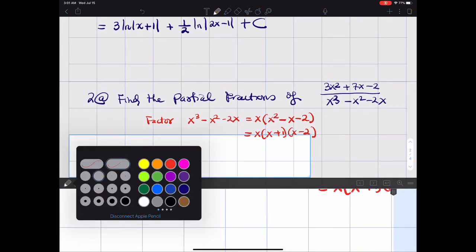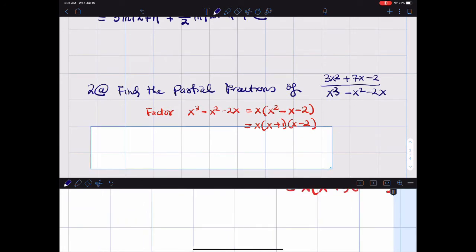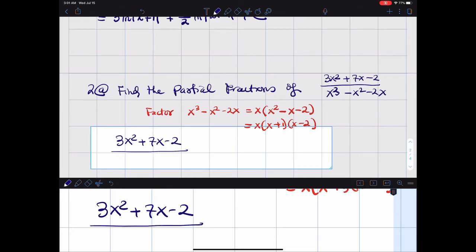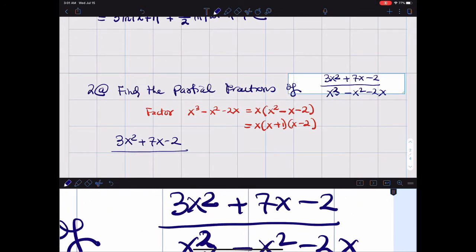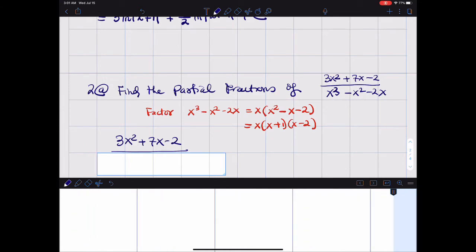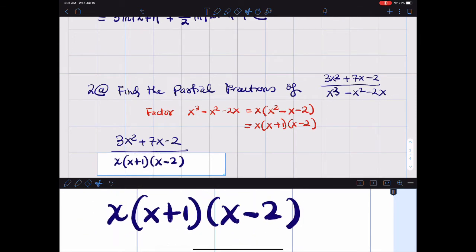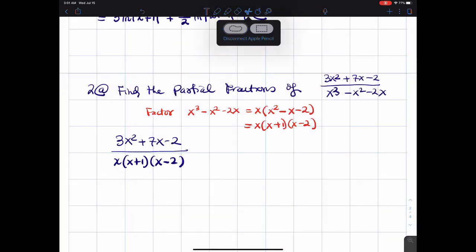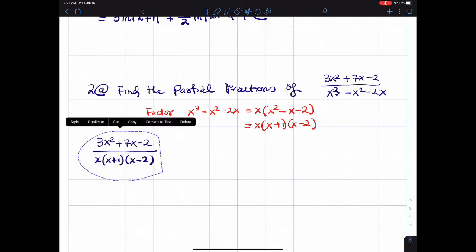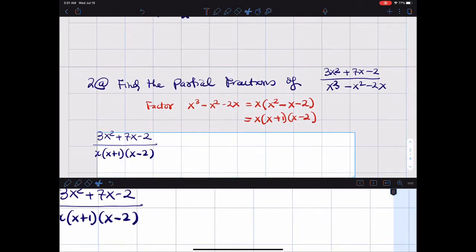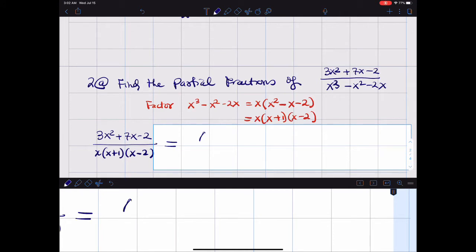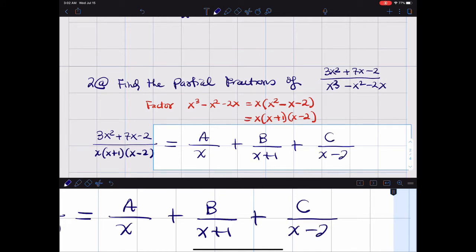So we're now ready to do partial fractions, because we can now rewrite 3x squared plus 7x minus 2 over this in the broken form. The denominator is x times x plus 1 times x minus 2. So this is going to let us write this as A over x plus B over x plus 1 plus C over x minus 2.